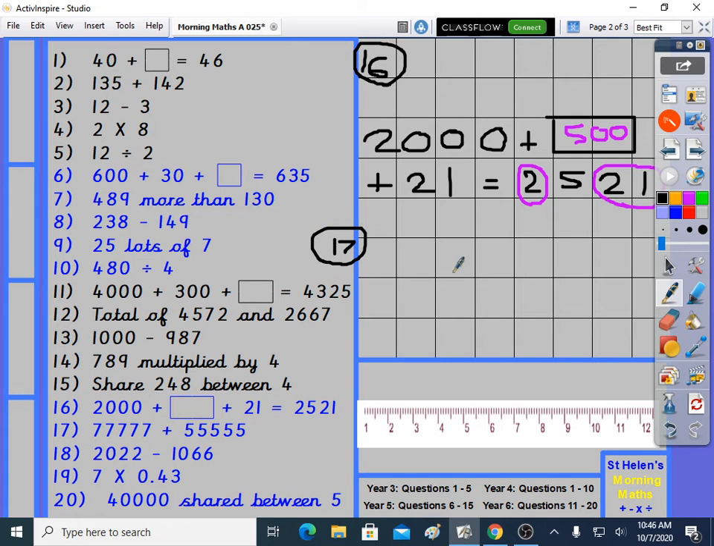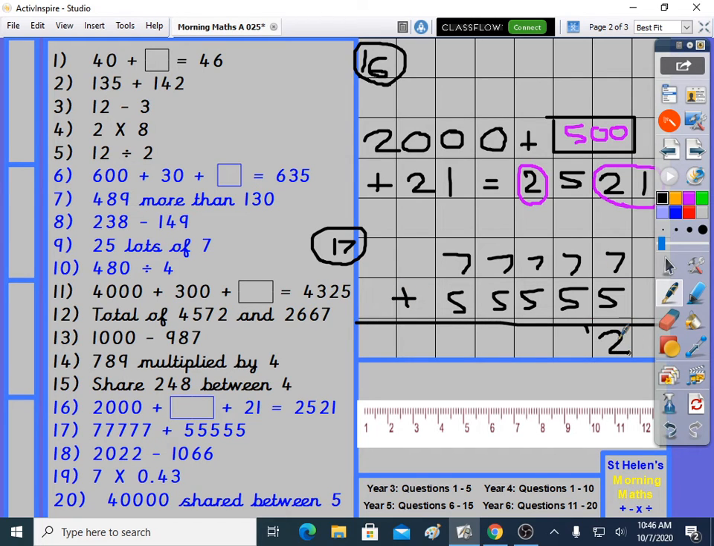All the 7s plus all the 5s. 1, 2, 3, 4, 5. And 1, 2, 3, 4, 5. 7 plus 5 is 12. And there'll be a lot of carried ones. 7 plus 5 is 12 plus 1 is 13. 133,332. Because the first 7 plus 5 didn't have a carried one. 133,332. Because plus makes things bigger.